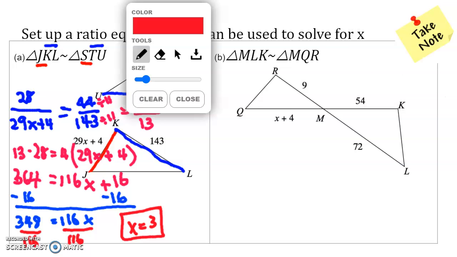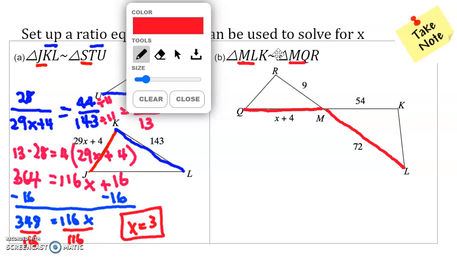Okay, so let's try the next problem. What other information do we know? We know that two triangles are similar. That means QM, we know about QM. Where is QM? QM is the first two letters. That means it corresponds to ML. Where is ML on the other side? It corresponds to this side. Okay, you can't just go by looks. You need to match them up.